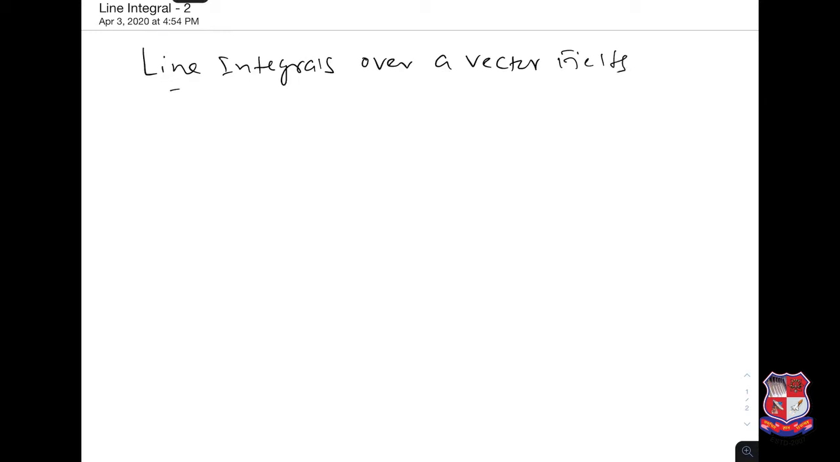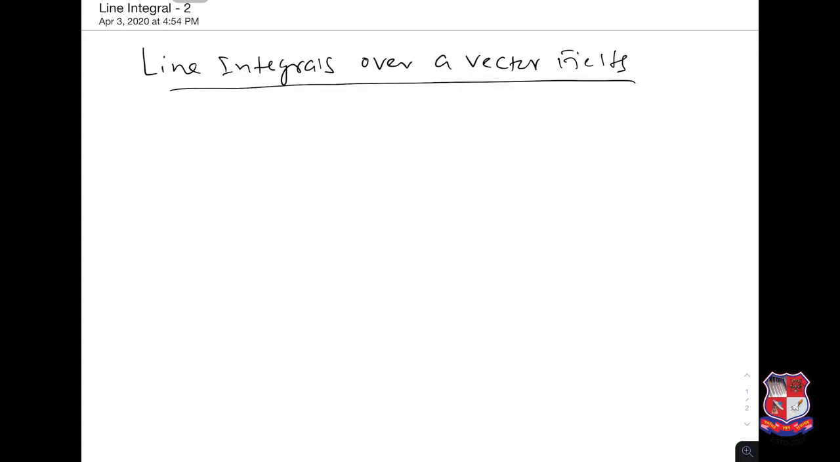Hello friends, now we begin our line integral second lecture, and here we are having line integrals over vector fields. So we take line integrals over a vector field. In the previous lecture we took the line integral over the plane.